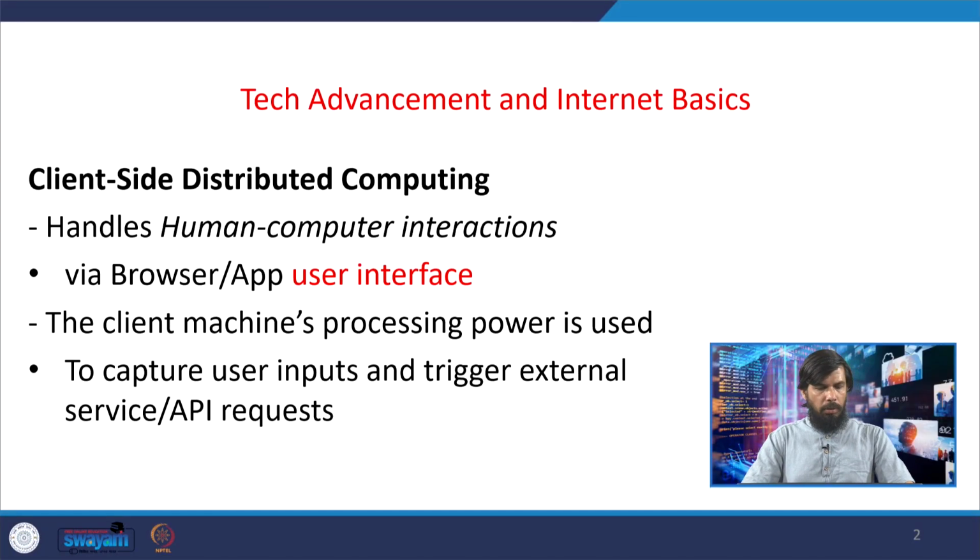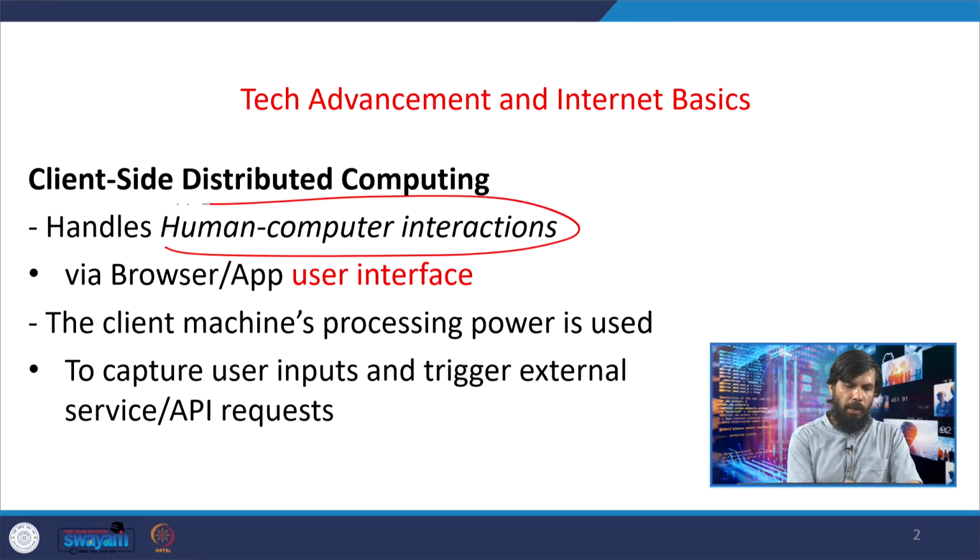So, let's start. We started talking about some of the distributed computing part that will actually happen at the client side, and it typically happens via some client software, that is a browser or app. So, some browser or app user interface would be used, and the main computing component at the client side is the whole human computer interaction, right, that is handled by the distributed computing.